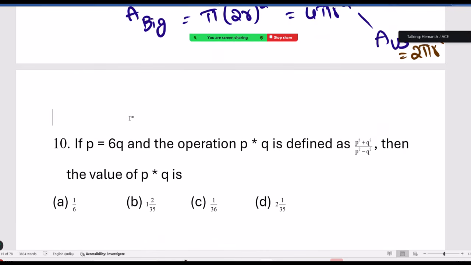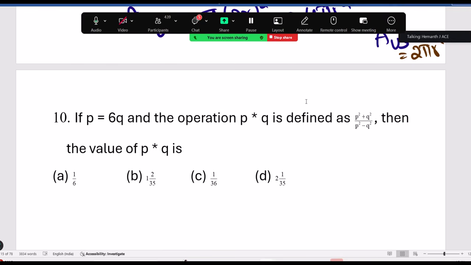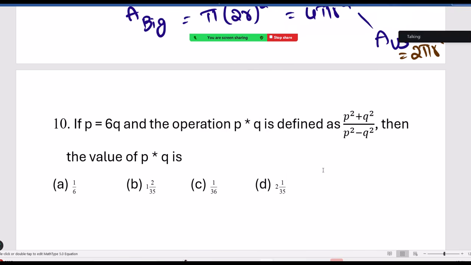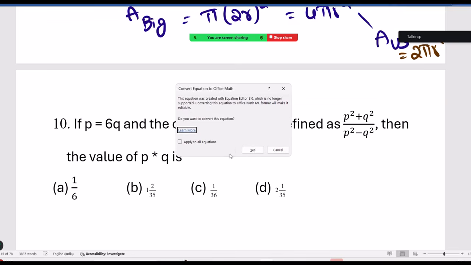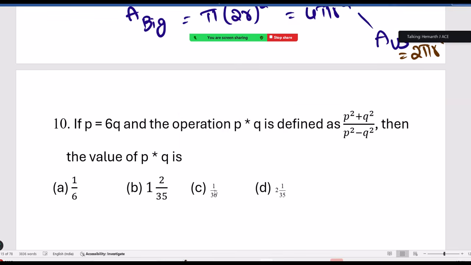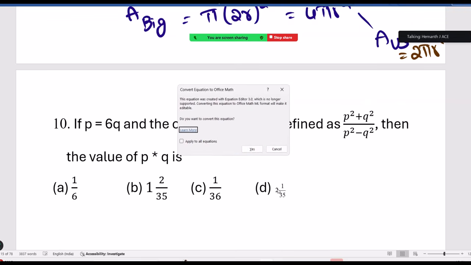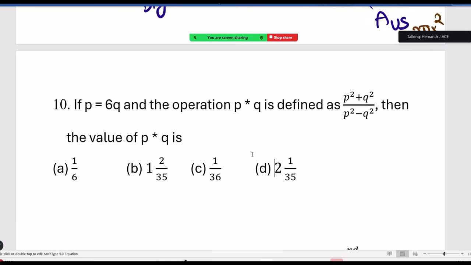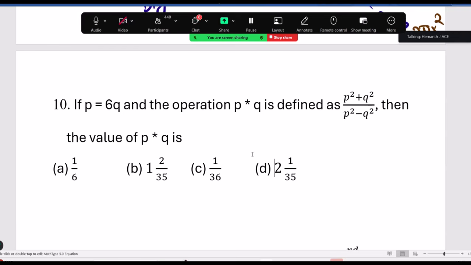Now see this, here they have given P star Q. They have given a certain definition in the question. You have to calculate P square plus Q square divided by P square minus Q square. We have to calculate that. You check once what the scenario is.